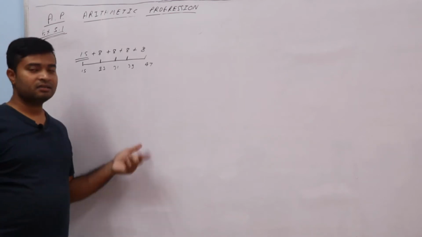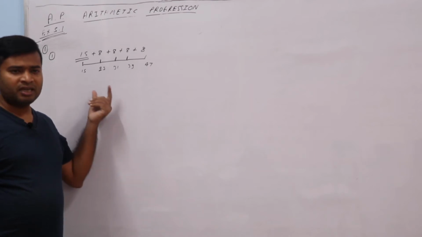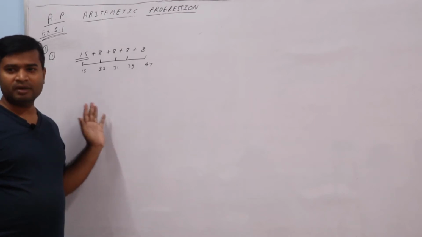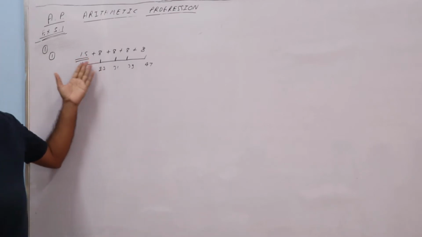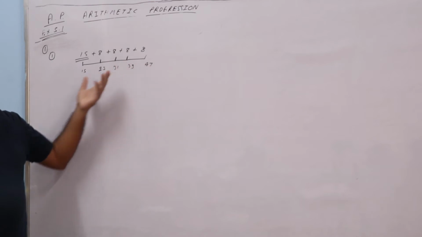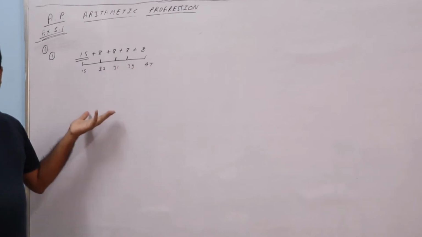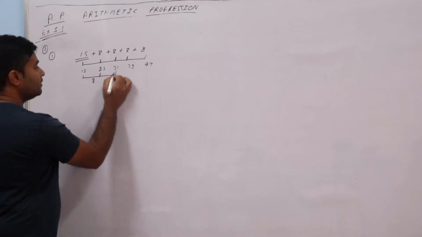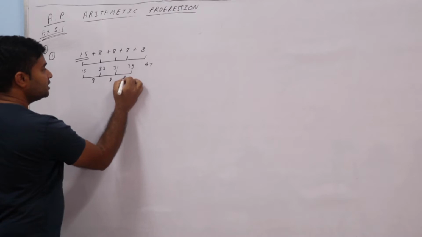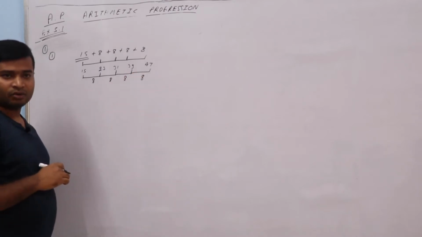So for being an AP, what is the first thing? Common difference should be the same. Here the common difference is the same, increasing by 8 only, right? So anyhow the common difference is the same, so it is in AP. Because if you find the difference here, the common difference is 8.